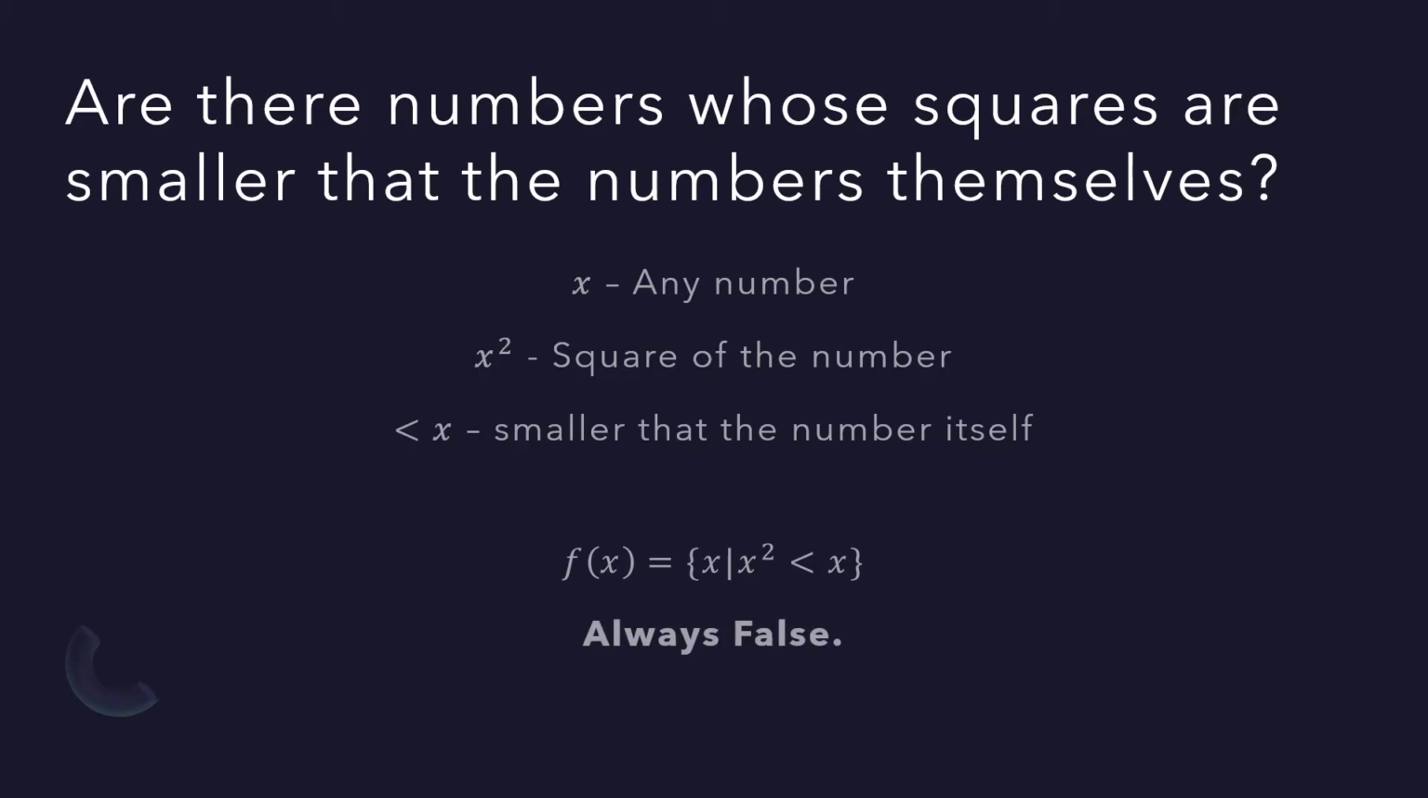Kasi nga sabi natin kanina, 'di ba, dun sa example number 2, ang square ng isang number will always be greater than itself, equal or greater than itself. So kapag ganito, so no, it's false.